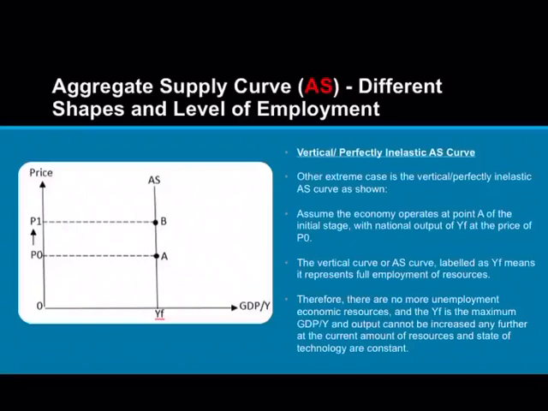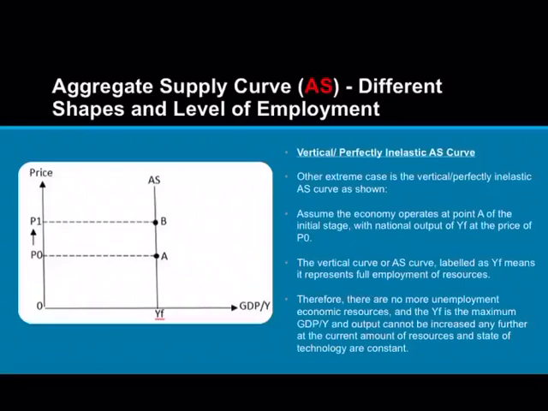So let's look at the case of the vertical line or perfectly inelastic AS. The other extreme case is the vertical, perfectly inelastic AS. So in other words, the aggregate supply curve has a few shapes. The first type of AS is the horizontal line. The second type of the AS curve is the vertical line, which you can see is the long run AS curve.